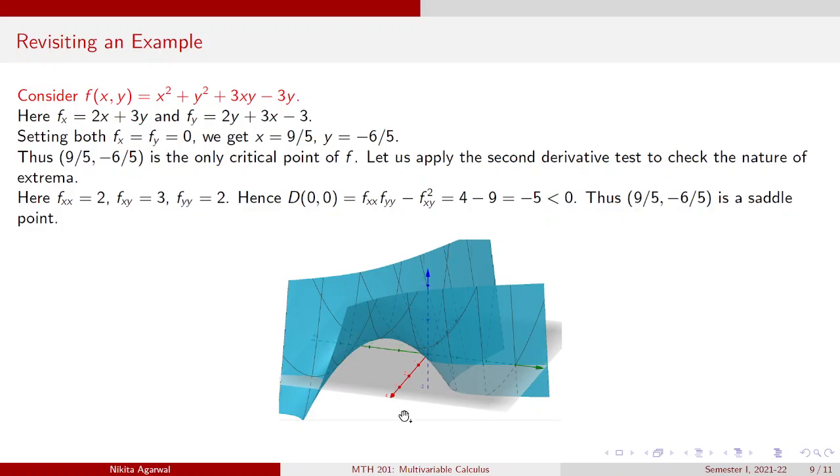This is the picture, this is the graph of the function. It's very much like x squared minus y squared. You can see that at this critical point in one direction it's a maxima, in the other direction it's a minimum.